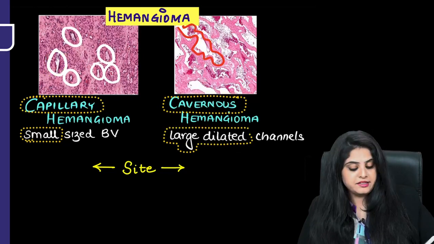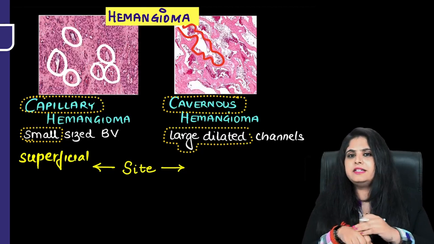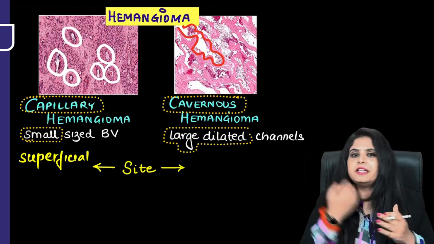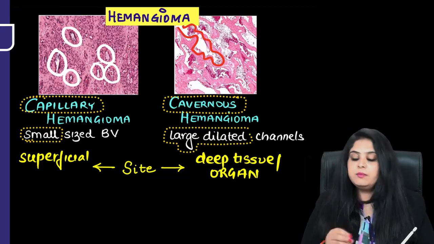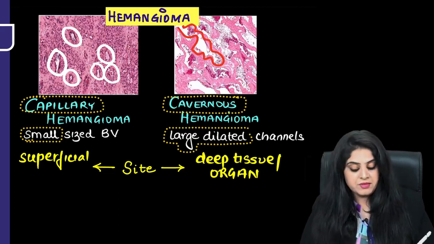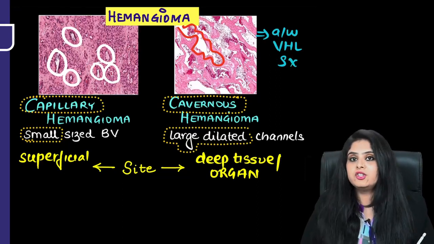How is their site decided? Remember, superficial is going to be the site for capillary hemangioma. They will always say skin. These are capillary sites, skin or the face. Whereas if they mention deep tissue or some kind of an organ like the liver or the colon, any organ or deep tissue mentioned, cavernous hemangioma. I hope you also remember cavernous hemangioma was associated with that very famous syndrome called the VHL syndrome.